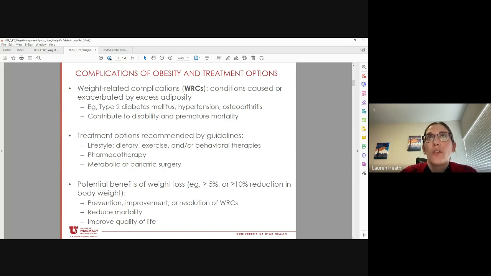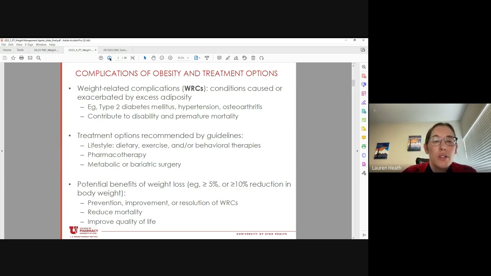Treatment options include lifestyle changes, such as reduced caloric intake, increased exercise, and behavioral interventions, medications, and metabolic or bariatric surgery. Lifestyle therapy is a cornerstone of treatment for all patients, but medications have a place in therapy for some patients since they produce greater and more sustained weight loss compared to lifestyle changes alone.